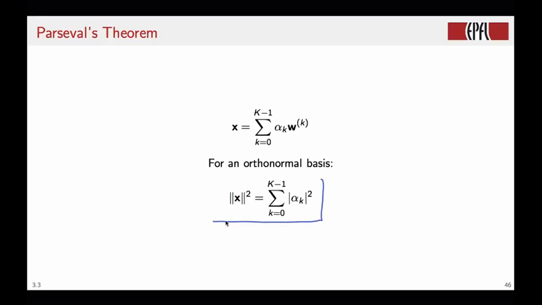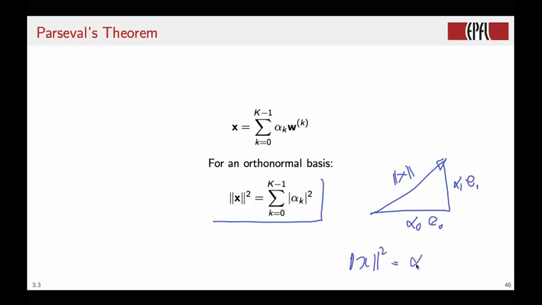Okay? This is, of course, a generalization of the Pythagorean theorem, which says that if I have a vector here, this is x, this is the length in an orthonormal basis, so that would be alpha 0 in E0, alpha 1 with respect to E1, then x squared is equal to alpha 0 squared plus alpha 1 squared. Okay? Very old result, very useful result.